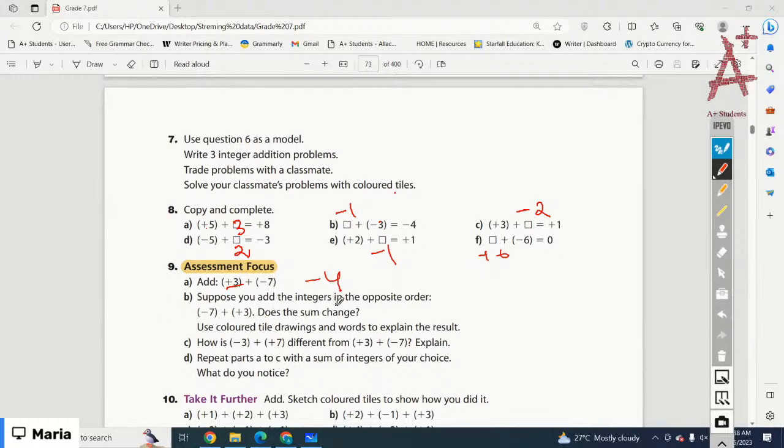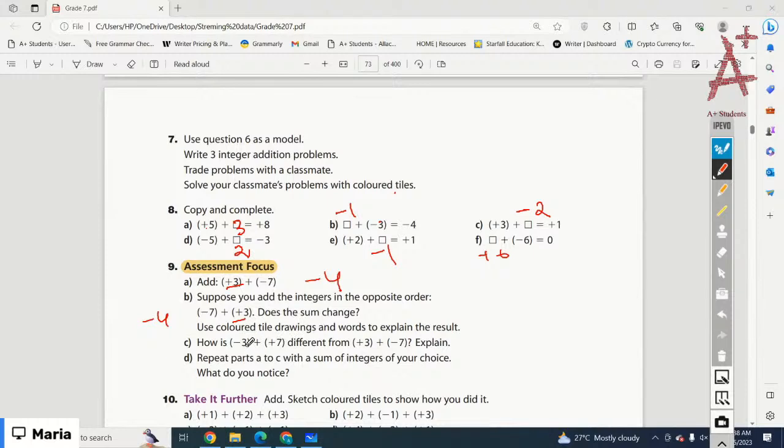Okay, suppose you add the integers in opposite order, like you have negative 7 plus positive 3. No, the sum doesn't change. Same way, 3 positive and 3 negative makes 0. You are left with negative 4. That means the sum does not change, right?